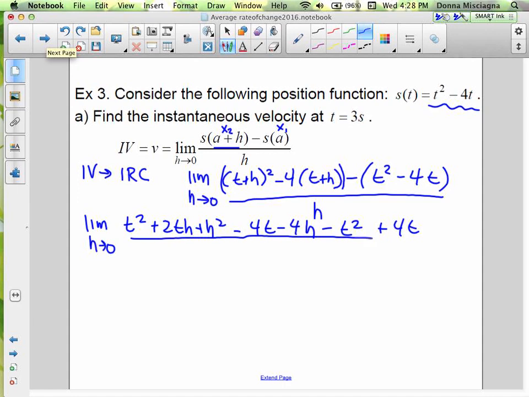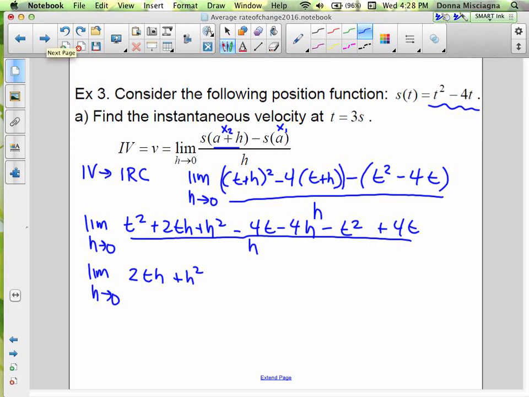Now you might think, oh my gosh, this looks so complicated. It's not. I've done some simple algebra, and look at that. I have some terms that are opposite one another. So this limit as h goes to 0. Notice I have t squared minus t squared. Goodbye, t squared. I've got a 2th, and there's no other th's. So we have 2th. I have h squared. There's no other h squareds.